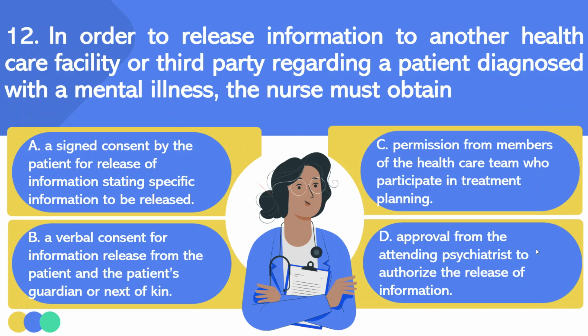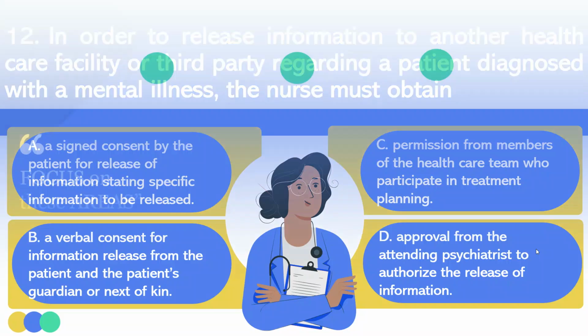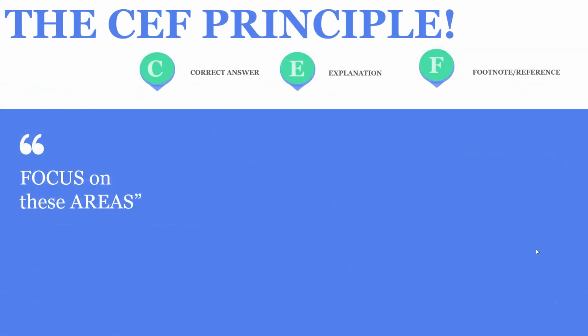Of course, letters C and D have the same thought, therefore eliminate those. So the best answer for number 12 is letter A. Nurses have the obligation to protect the patient's right to privacy and confidentiality. Clinical information should not be released without the patient's signed consent for the release. So as much as possible, there has to be permission from the patient himself first before others. So number 12 is letter A.